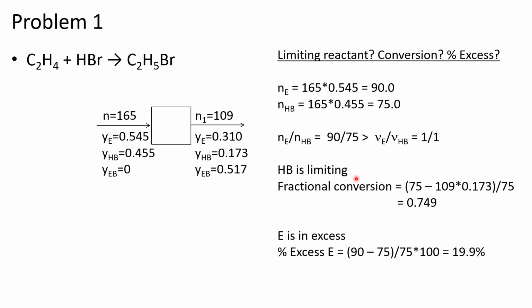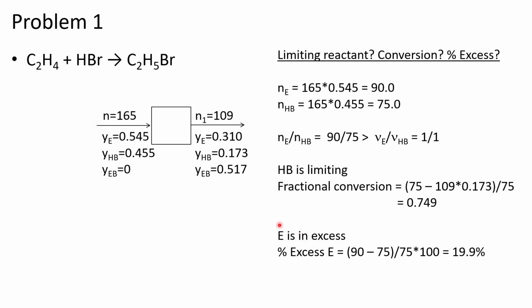So now we know hydrogen bromide is limiting. How much of this reacts? What is the fractional conversion of the hydrogen bromide? To determine that, we need to know the amount of hydrogen bromide that reacts, and then we'll divide that by the amount that enters. The amount that reacts is equal to the amount that enters minus the amount that leaves the reactor. The amount that leaves is the flow rate of the outlet stream times the fraction of that stream which is hydrogen bromide. The flow rate we've determined is 109, and the fraction is 0.173. Take this difference to determine the amount that reacted, and then divide it by the amount that was fed to get the fractional conversion. You should find it's 0.749.